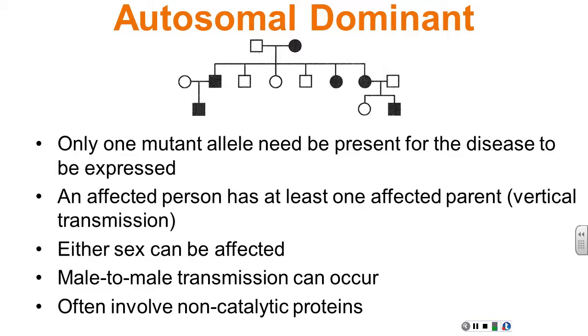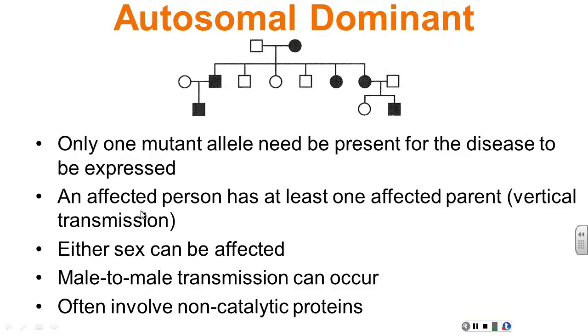So first of all, with autosomal dominant disease, we only need one mutant allele for the disease to show up as a phenotype. That's what we mean by autosomal dominant. If you've got one mutant allele, you have the disease. In most cases, most people with an autosomal dominant disease only have a single copy of the mutant allele.